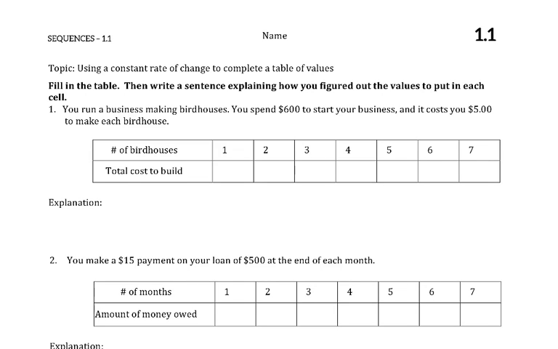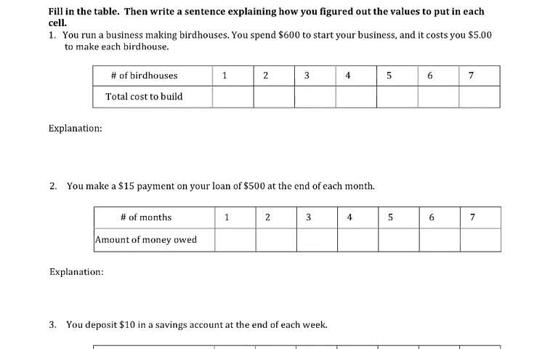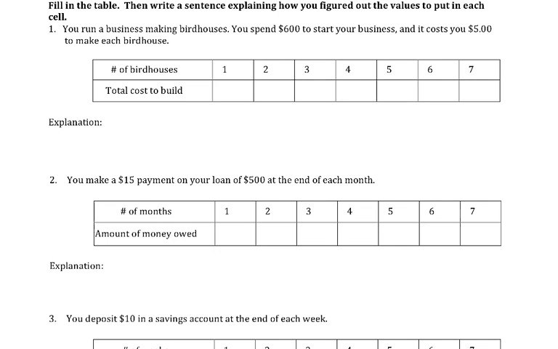Math 1 sequence is 1.1, and we're also going to take a look at that math toolbox that you needed to finish as well. So, they just want us to fill in these tables at first. Okay, you run a business making birdhouses. You spend $600 to start your business, and it costs you $5 to make each birdhouse.